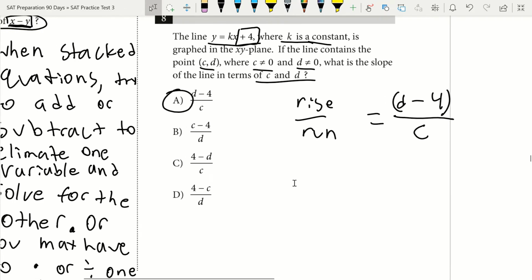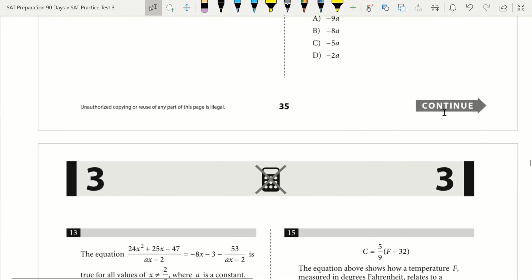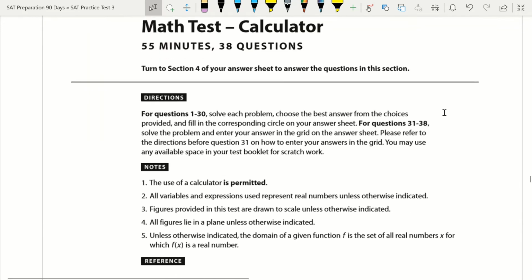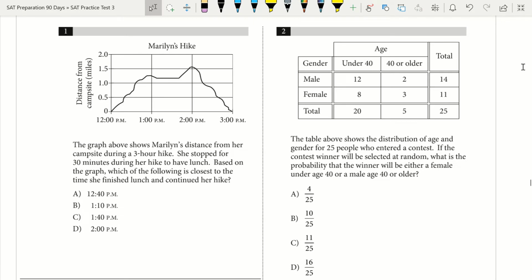And now we're going to switch over to the math with calculator section for questions 1 through 8. So let's go ahead and do that. Switch over to the math with calculator section. And we will start right here.